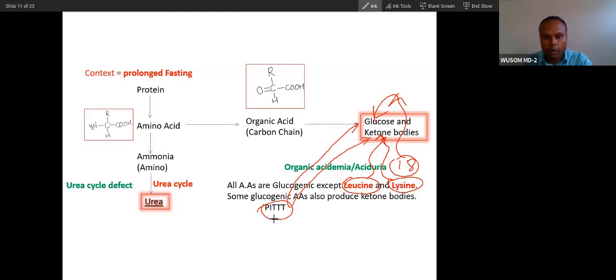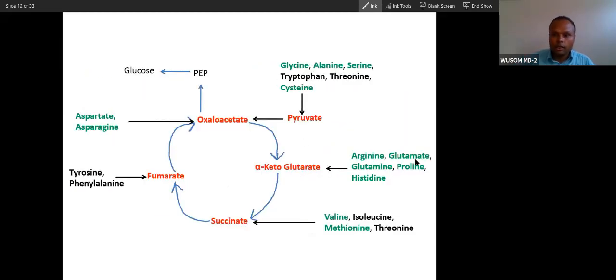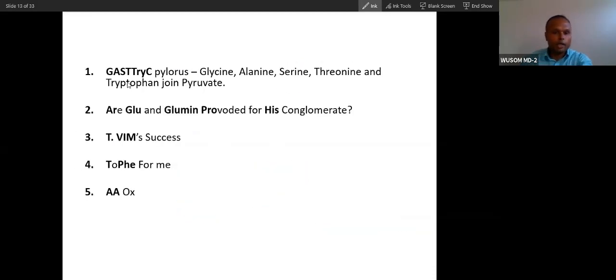These are the aromatic amino acids: phenylalanine, tyrosine, and tryptophan, plus 2 non-aromatic amino acids, threonine and isoleucine. All aromatic amino acids will give both. So this is the conversion of amino acids into glucose. You already know this. I have given mnemonics here.